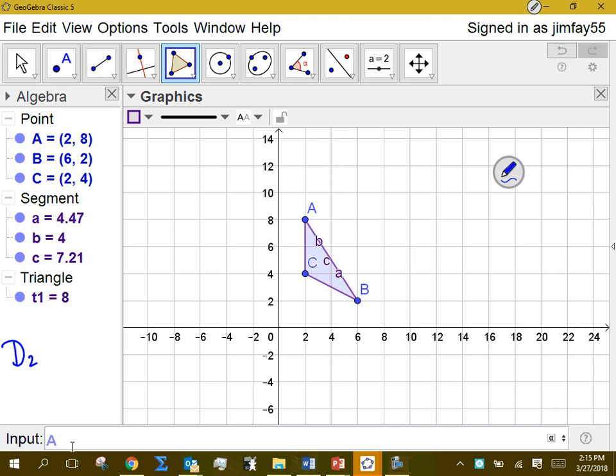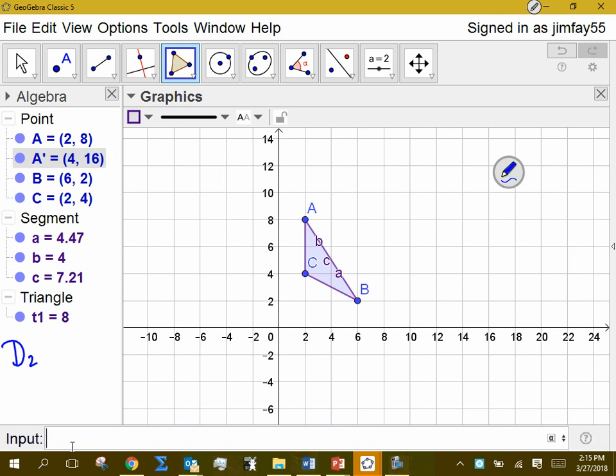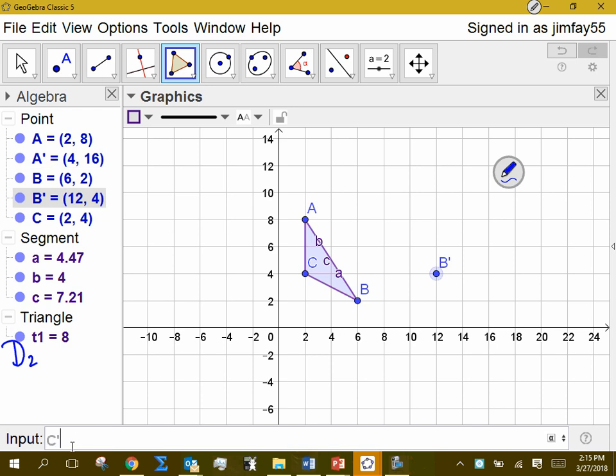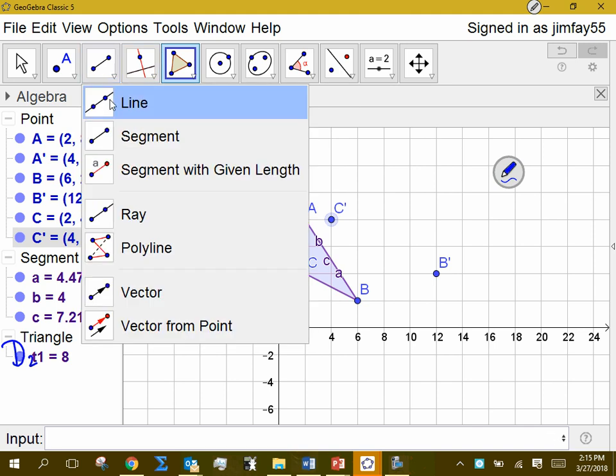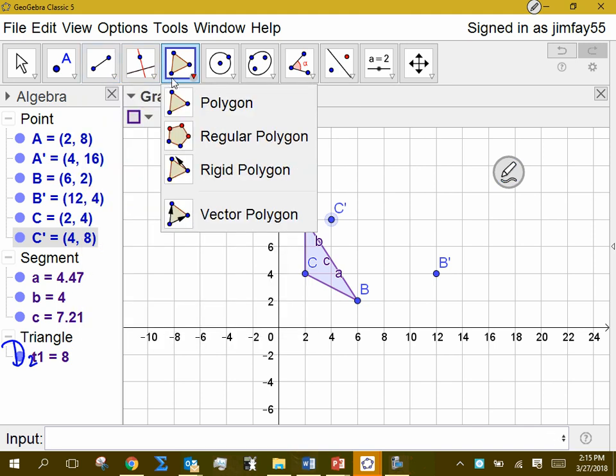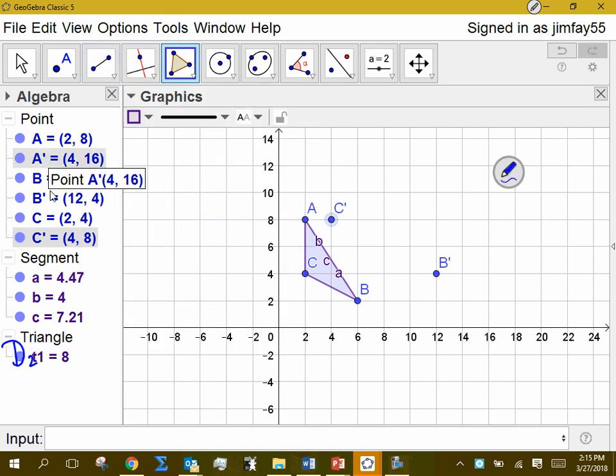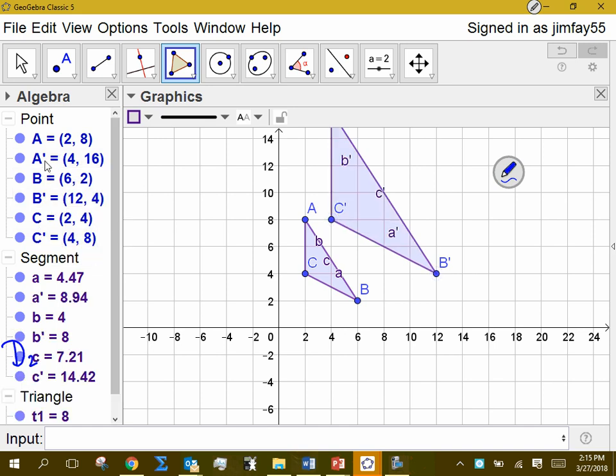4, 16. Yeah. So A prime is going to go to 4, 16. What about B prime? 12, 4. And C prime? 4, 8. Okay? So let's connect segments there. I'm going to go A to B to C and back to A, I think. Okay, so it gives me that triangle, right?